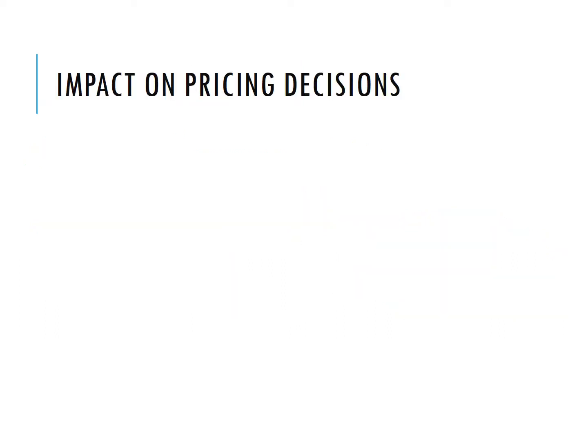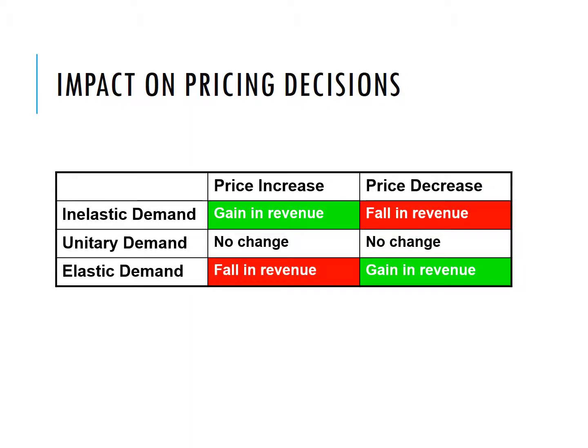So what impact will this have on pricing decisions? Well, you might have seen so far that if we have price inelastic demand, then if we raise the price as a business, it will increase the revenue. If we decrease the price, there will be a fall in revenue. If we have price elastic demand, what should we do? Well, if we cut the price, we'll sell an even greater quantity, so our revenue will go up. If we raise the price, we'll lose a lot of sales, a lot of demand, and there'll be a fall in revenue. If there's unitary demand, then there'll be no change.